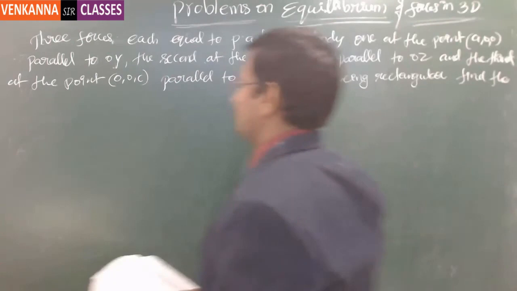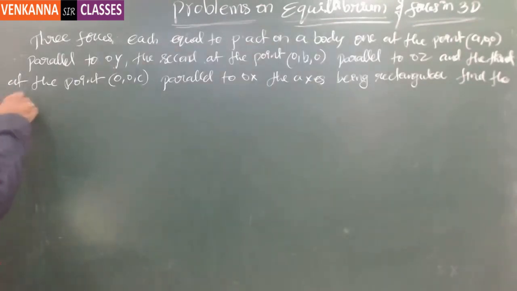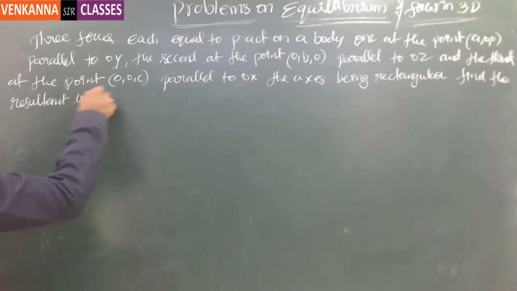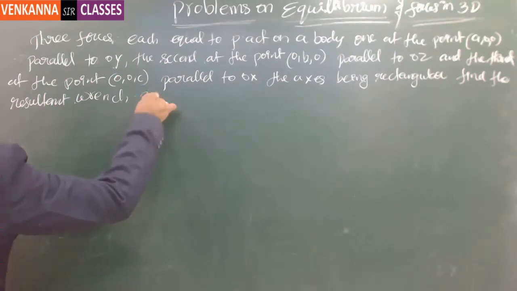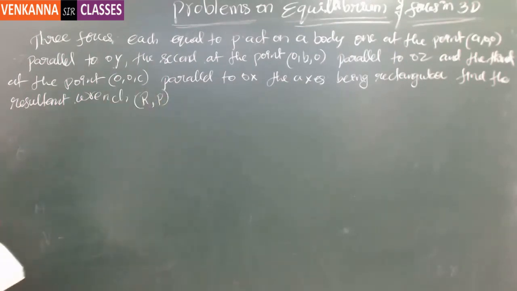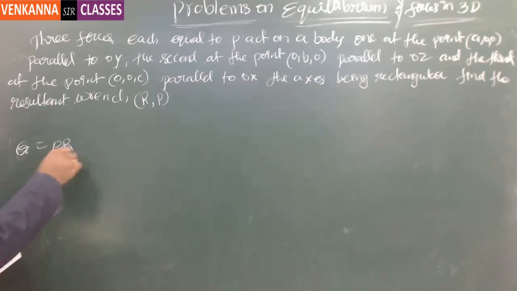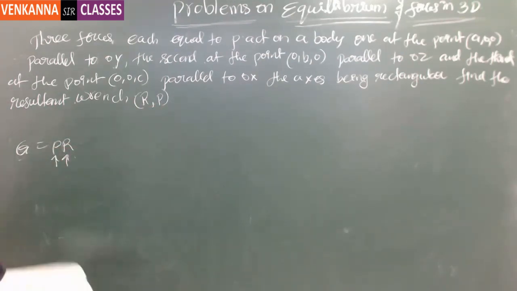Find the resultant range. Range we mean R comma P. We need to be finding out. So that's what it meant by range. Because we have got the relation G is equal to PR. So if you calculate P and R values, then you will be able to find out the G value also. So that's why when we are asked to find out the range, you have to calculate R comma P values in magnitude and position.